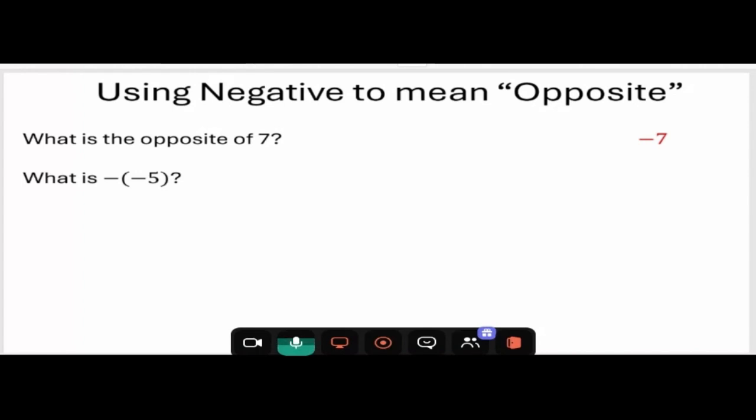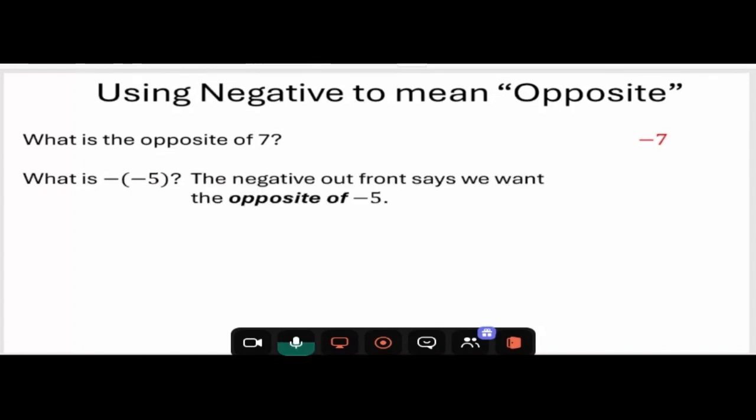What is negative of negative 5? Well, let's look at that in pieces. That piece there says the opposite of positive 5, so that's negative 5. Then you stick another negative in front, and you're saying the opposite of that. So this is the opposite of negative 5, which is positive 5. So we see from that, if you have minus a negative or a negative of a negative, that actually becomes a positive, because what you're really saying is the opposite of a negative. So the opposite of negative 5 is positive 5.